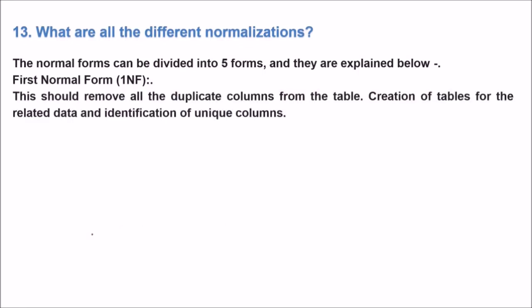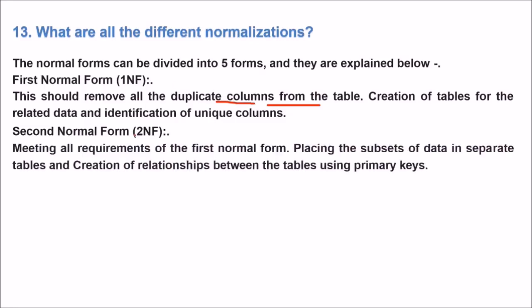First normal form should remove all the duplicate columns from the table, that is, the fields we were talking about. All the duplicacy of the columns should not be there. So it means creation of a table for the related data and identification of the unique column should be there. Second, there is no redundancy in 1NF.